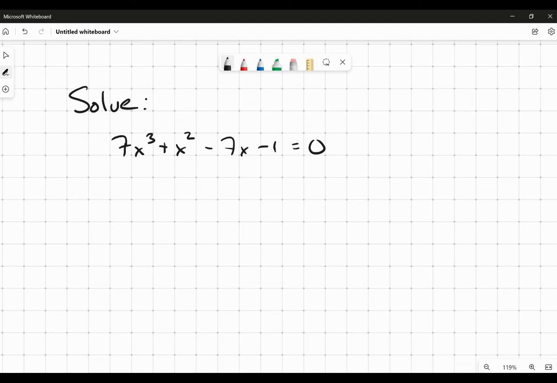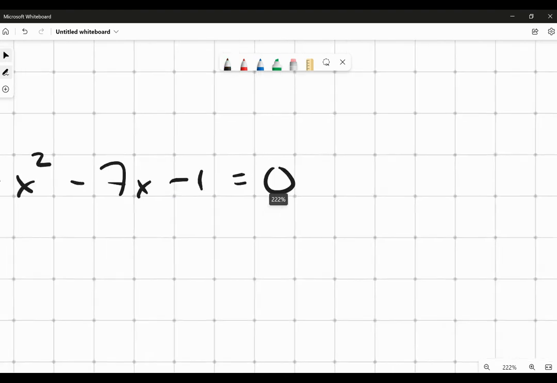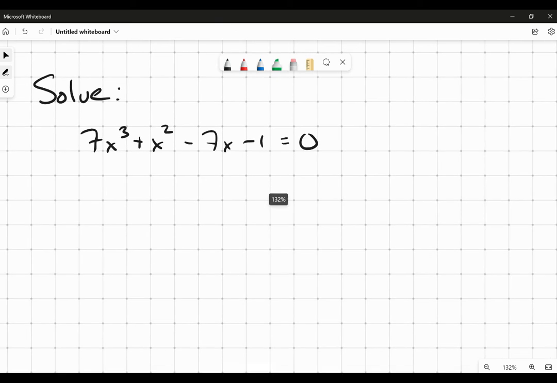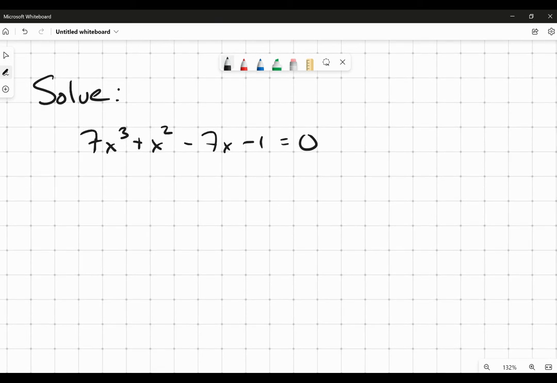All right, hi everybody. So in this video here, we're going to solve an equation. We're going to solve 7x cubed plus x squared minus 7x minus 1 equals 0. And what I want to do is factor this down. And I know that because it's a cubic, I should be able to break this down into 3 linear factors. I mean, I should be able to.